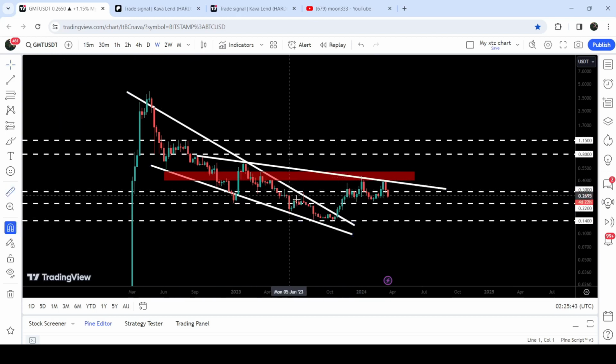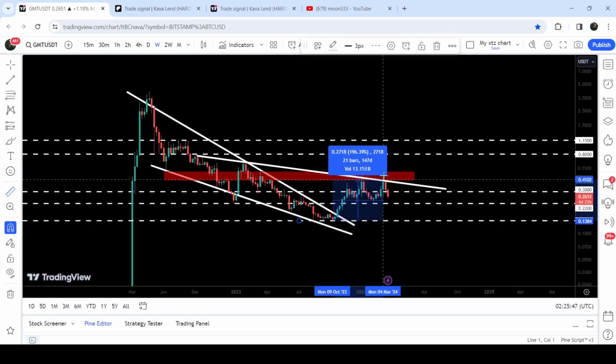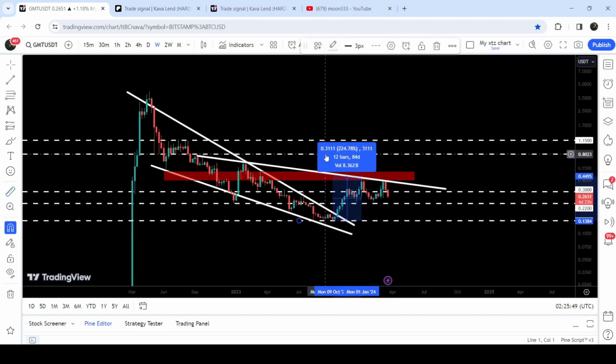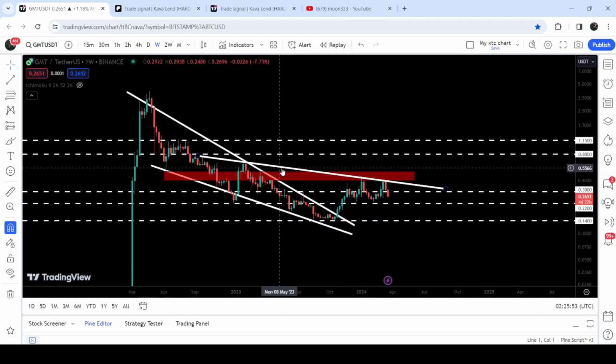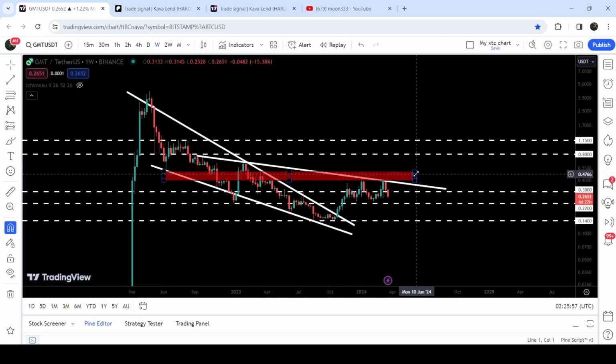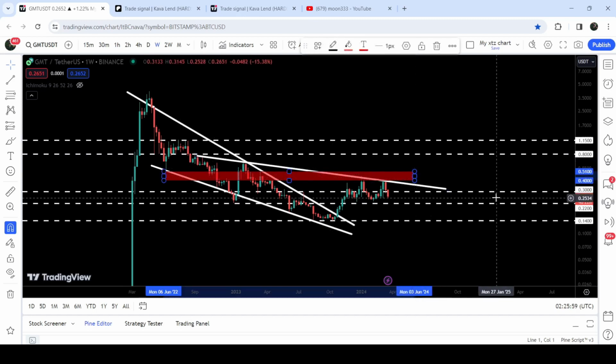So far, from this low, when we were testing this support, up till this high, it has rallied almost 224%, but could not break out this long-term downtrend line resistance, and also got rejected by this long-term resistance that starts from 40 cents and goes to 51 cents. You can see that for the past several months, it is again working as a very, very strong resistance.